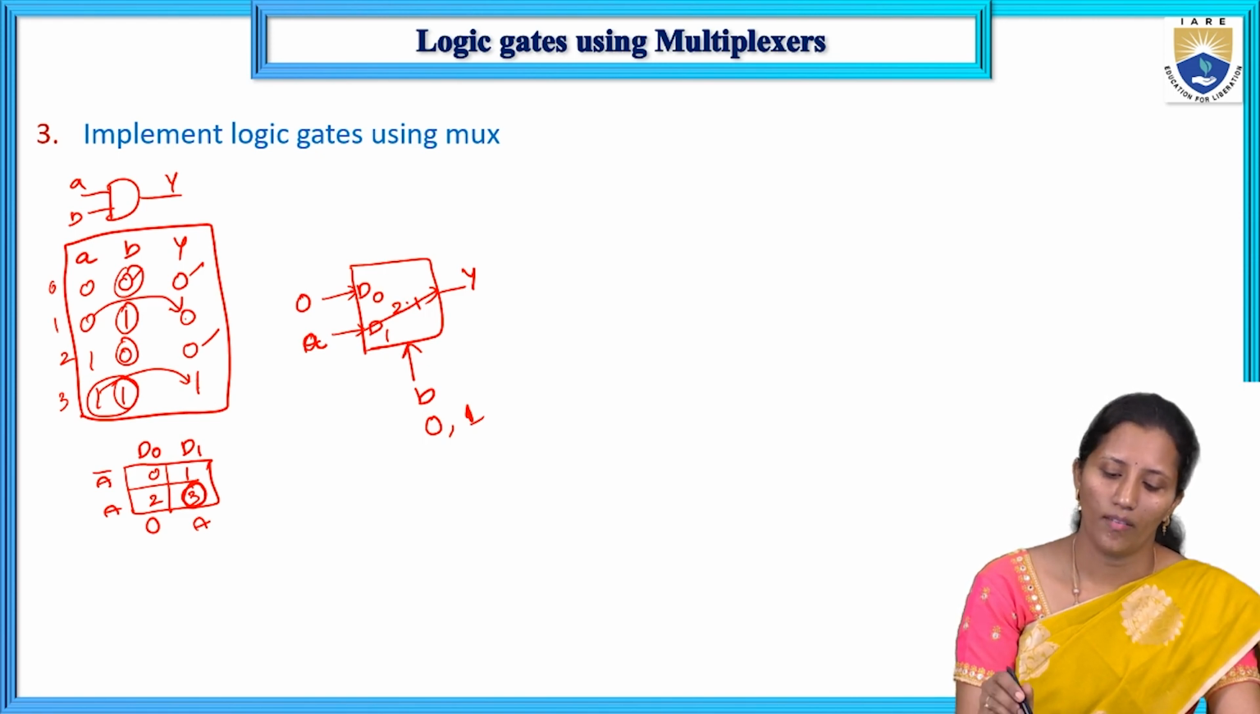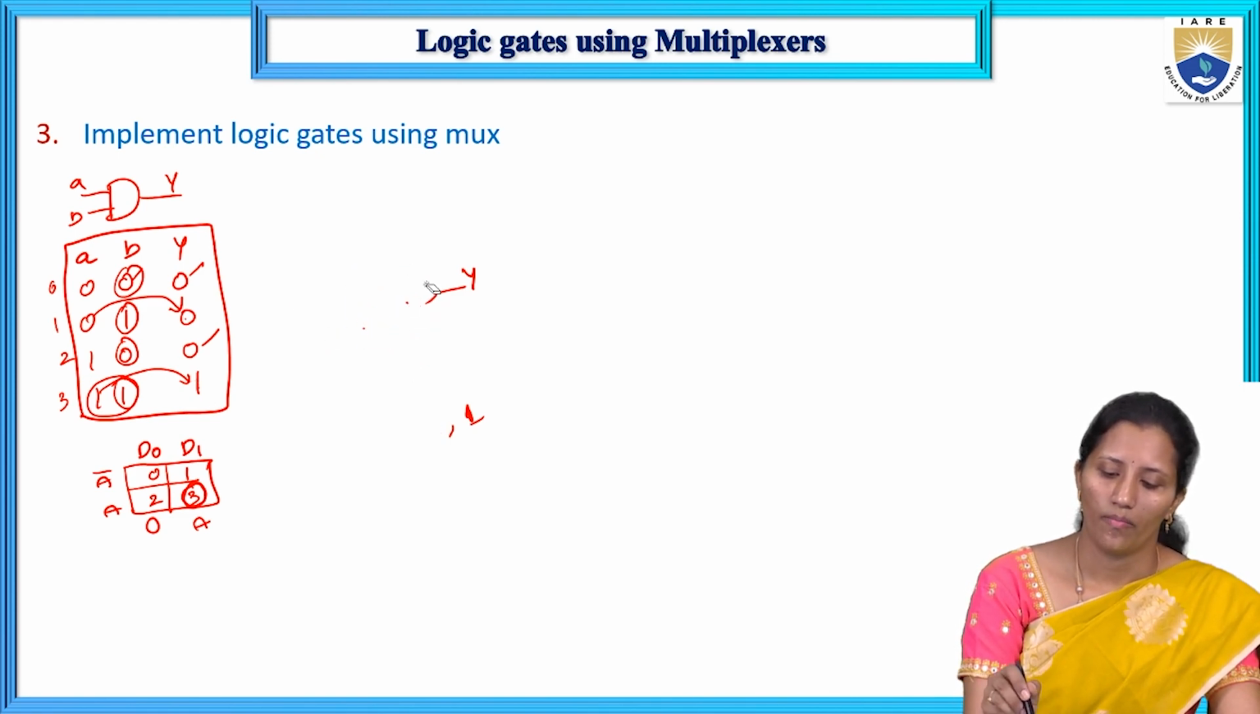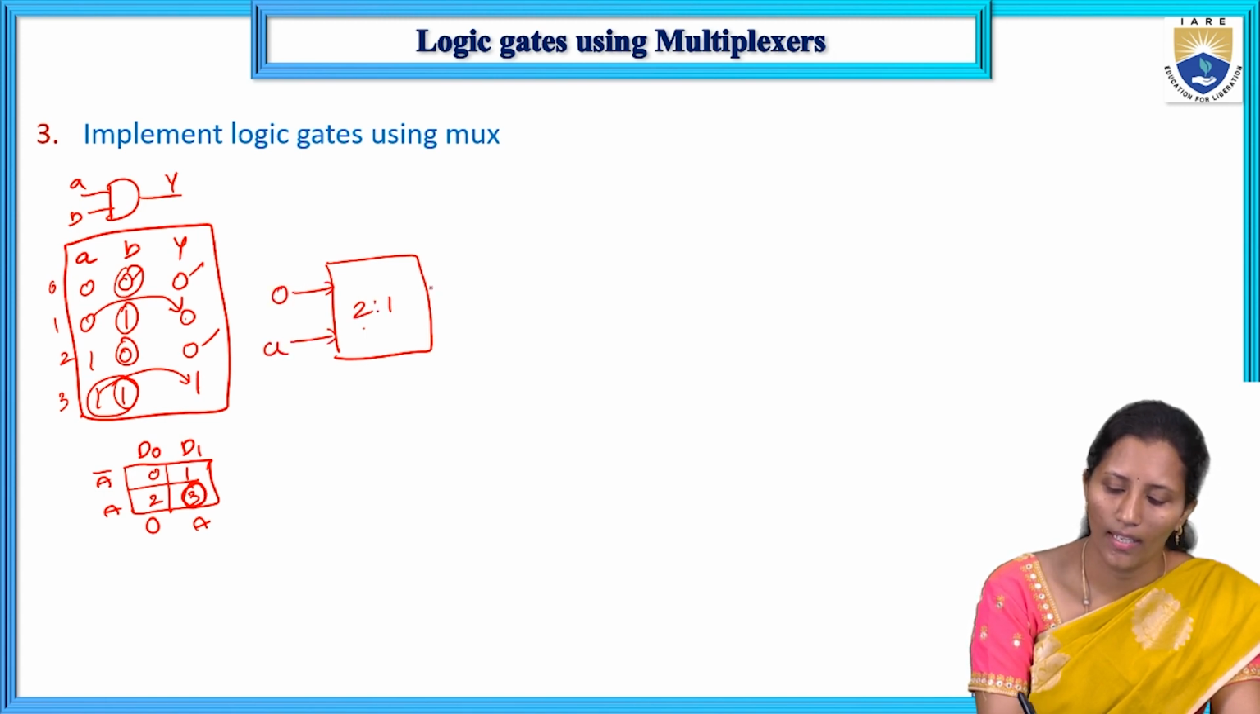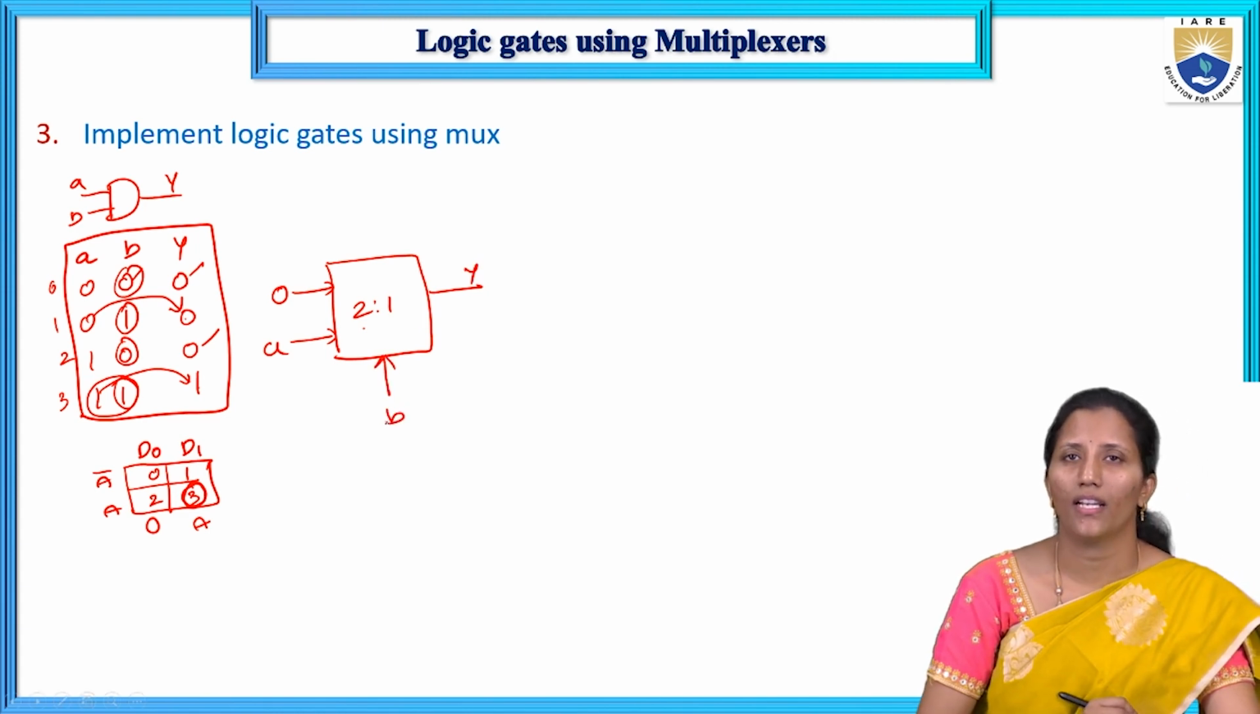So the AND gate implementation using a 2:1 mux is here: a 2:1 mux, one input is 0, another input is A, and the output is Y. B is connected as the selection line.